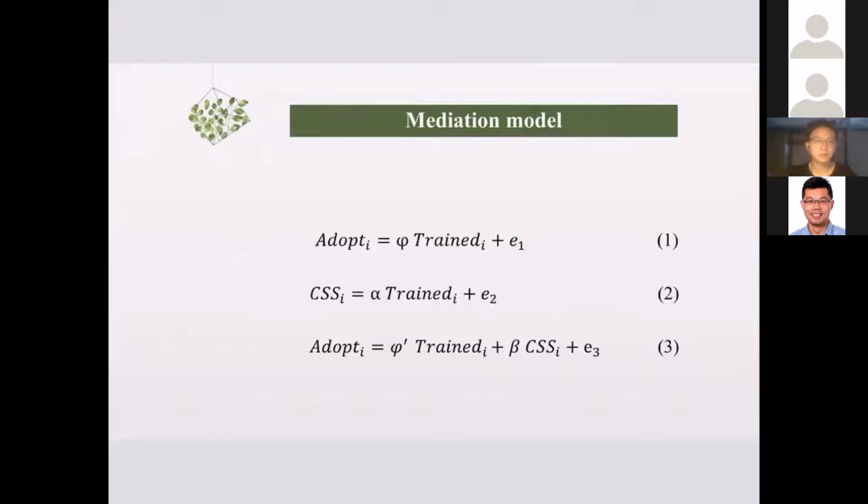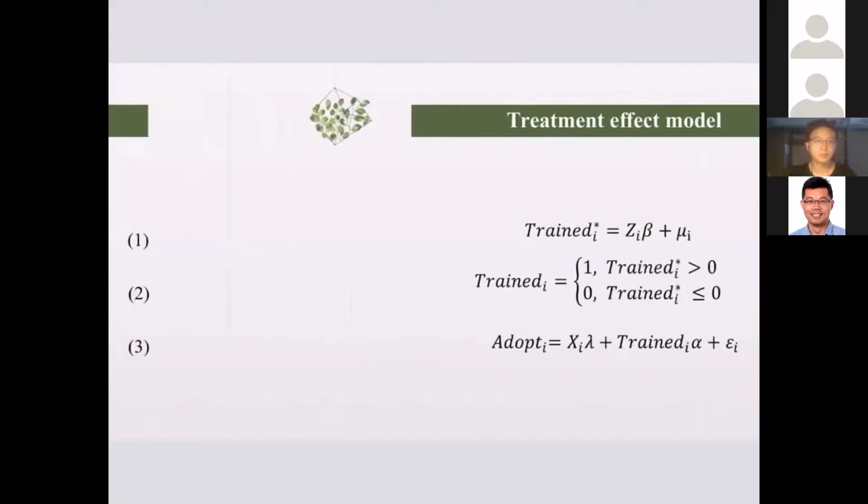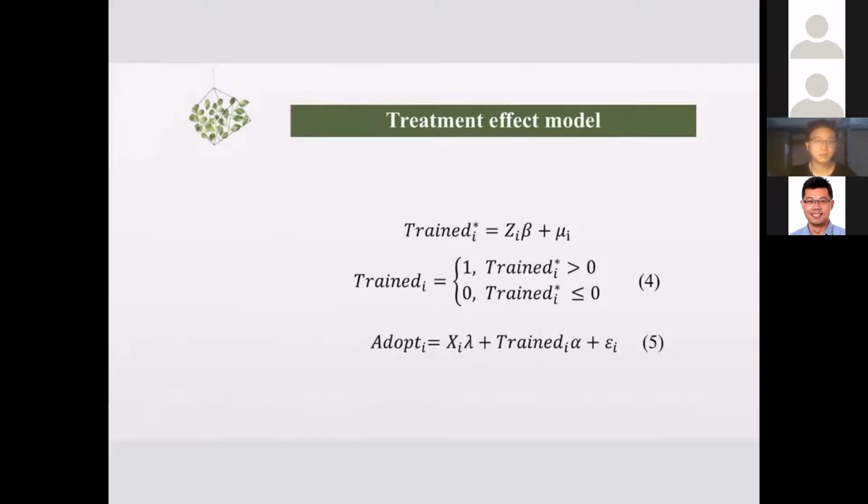We use two models in this paper. The first is the mediation model. The mediation model is used to examine the influence path of agriculture training on DFS adoption of farmers. Considering the endogeneity problems that might occur in farmers' participation in agriculture training, the treatment effect model is used to overcome the problems.